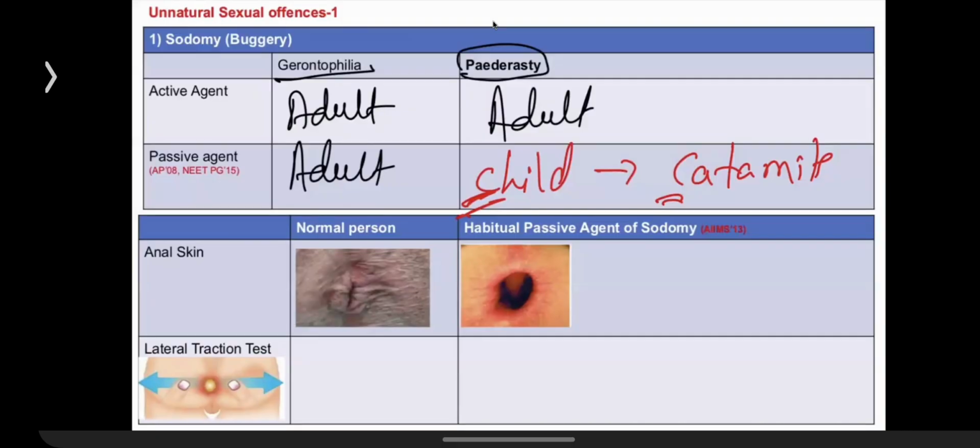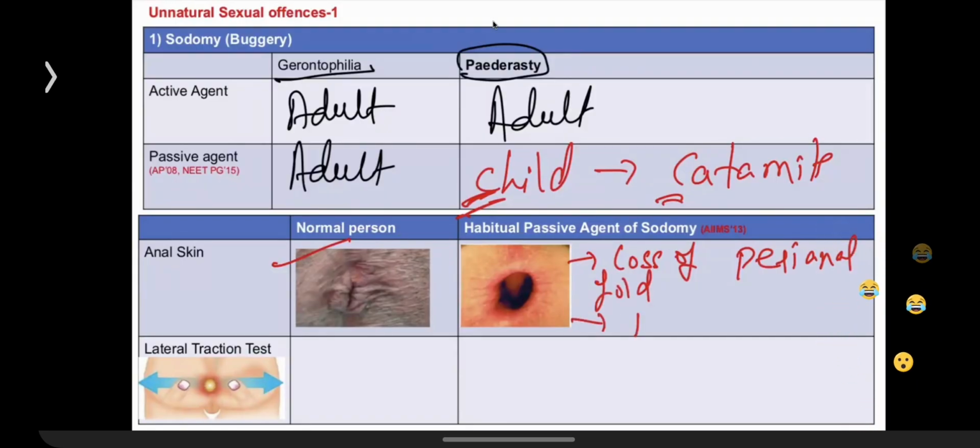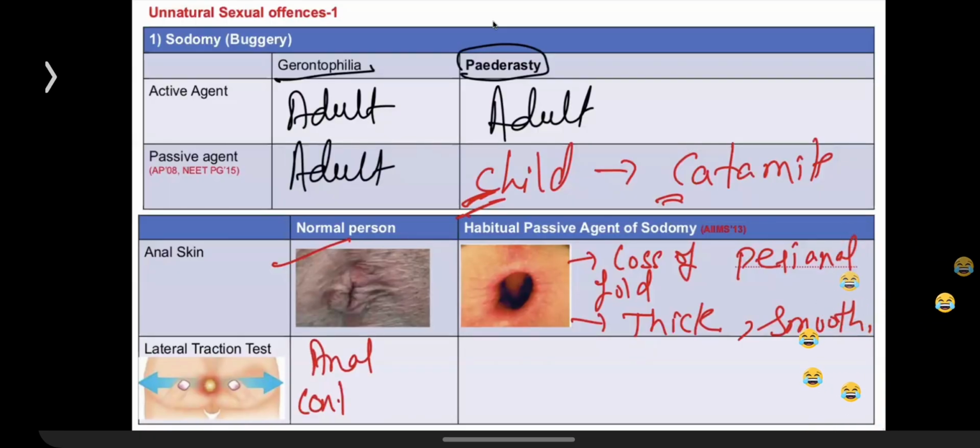The anal skin of a normal person is like this. In a habitual passive agent, there is a loss of the donut-like perianal fold. The skin becomes thick and smooth. In the lateral traction test, you retract the buttocks with hands. What is going to happen in a normal person? There will be a reflex anal contraction. In a habitual passive agent, there will be anal dilation.